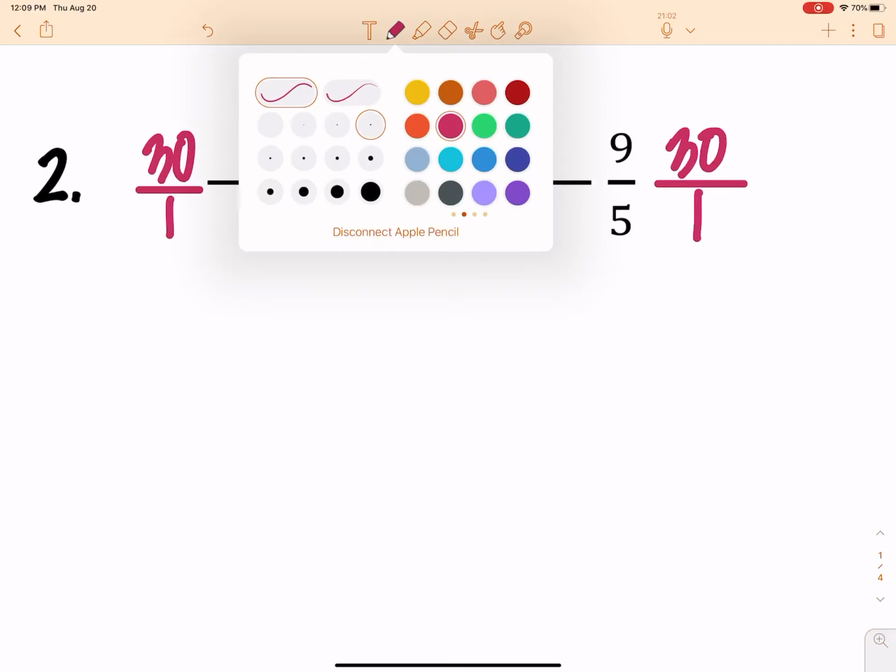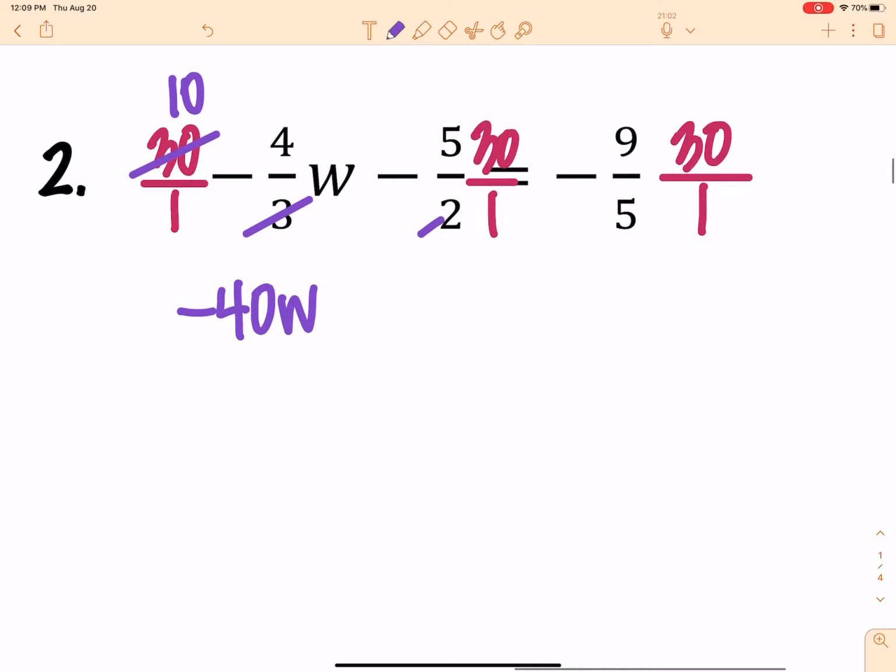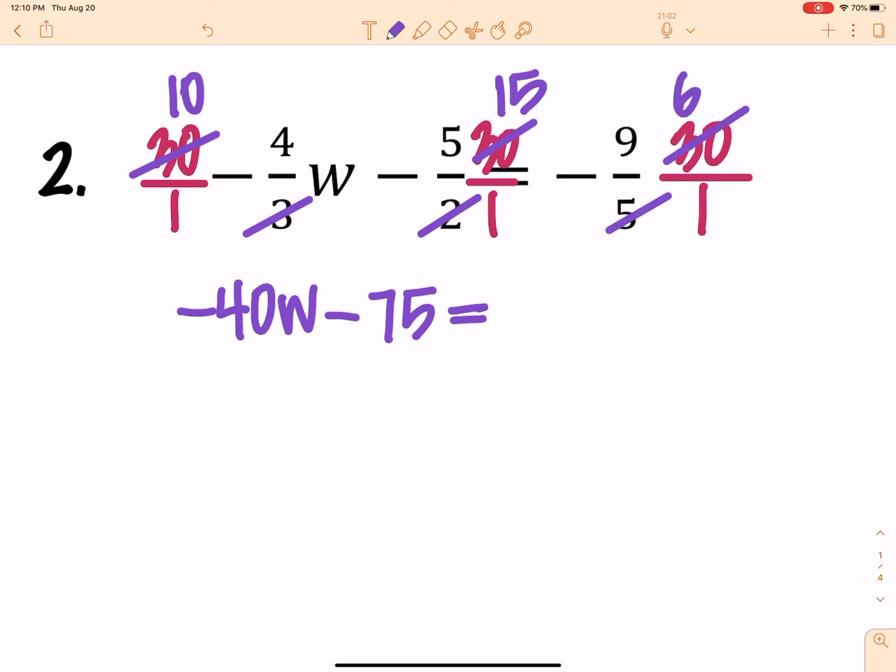And then we start cross-simplifying. So 3 goes into 30 10 times. You multiply 10 times -4, negative 40w. 2 goes into 30 15 times. Negative 5 times 15 is negative 75. And then 5 goes into 30 6 times, and so you get negative 54.